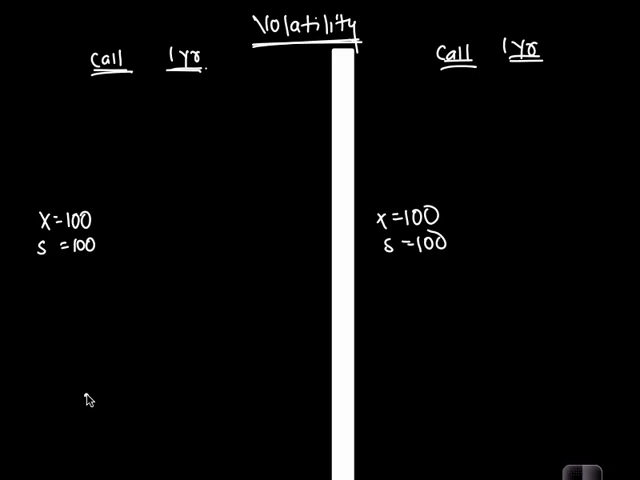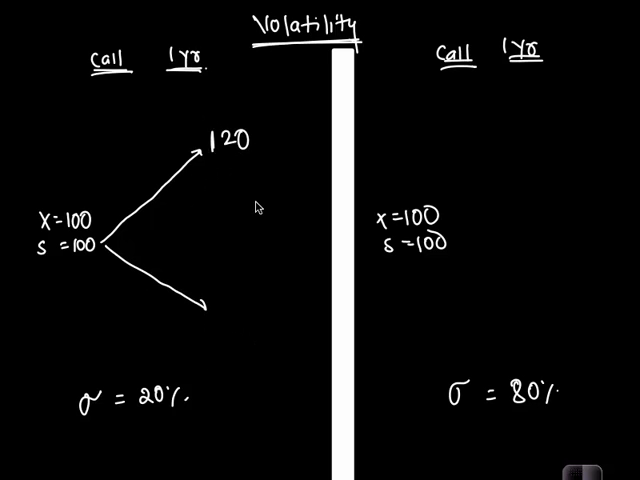The only difference is that annualized volatility, this is the sigma sign, for this particular option is 20%, whereas annualized volatility for this other option is 80%. That means it is a substantially more volatile stock. Now see what happens in 1 year. In 1 year's time, since volatility is 20%, the stock price might be 120 or it could be 80. Correct? For this other stock, in 1 year, it could be either 180 or it could be 20.